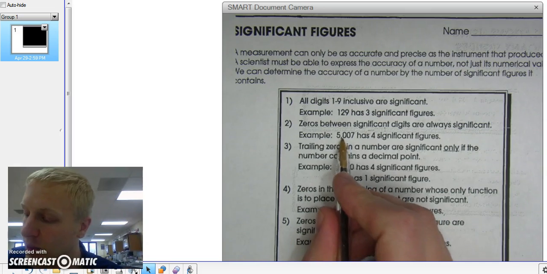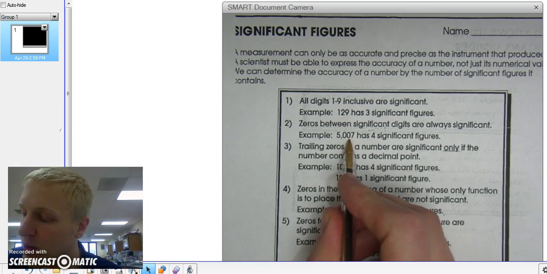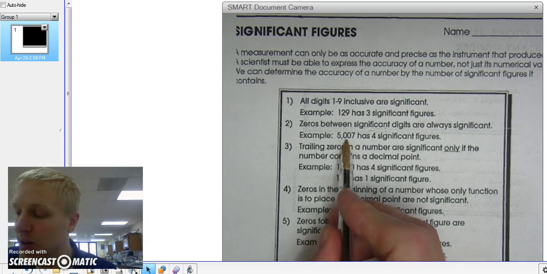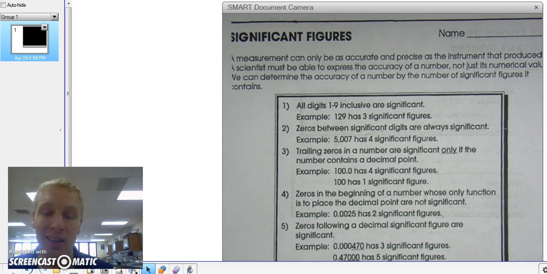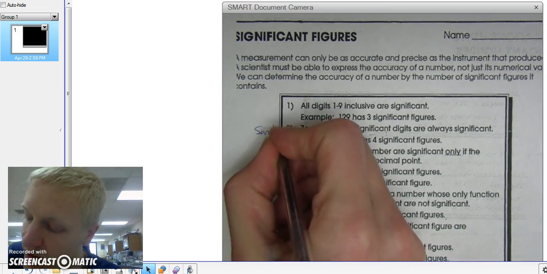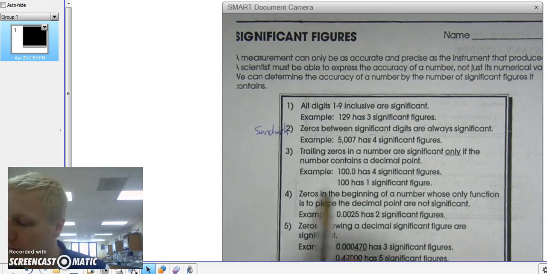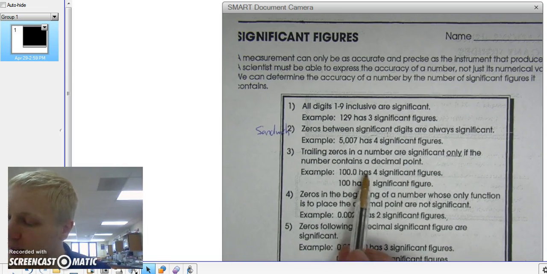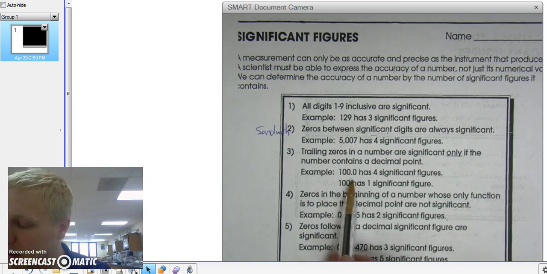So here's an example. 5007, those 2 zeros are between 2 significant figures, the 5 and the 7, which makes those zeros also significant. I call it the sandwich rule. Let me just write a little word, sandwich. Then we got 3. Trailing zeros in a number are significant only if the number contains a decimal point. Example, 100.0 has 4 significant figures.